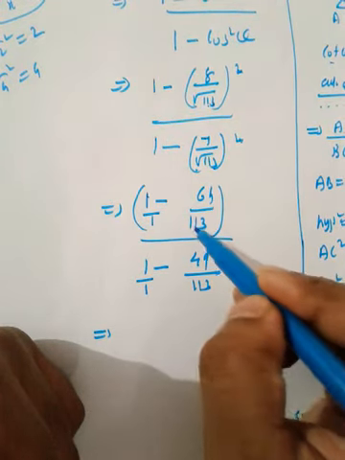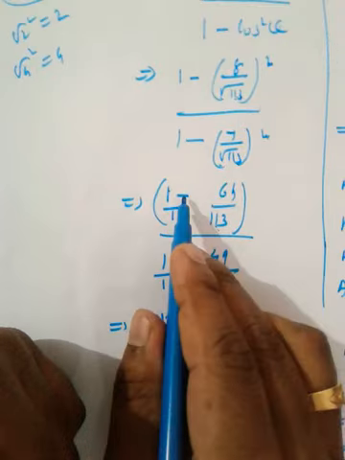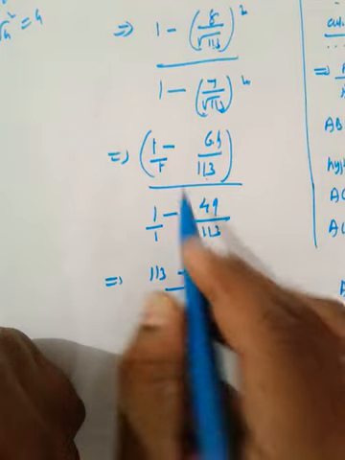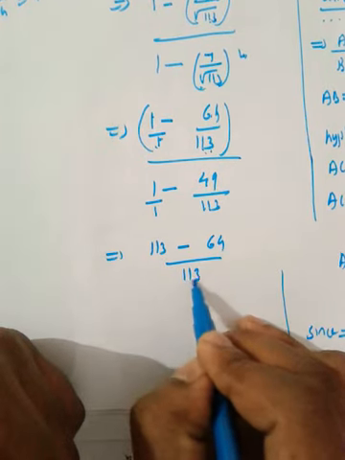Okay, what is 1 into 113? 113. Then this same sign minus 1 into 64, 64 divided by 1 into 113, 113. That is what is cross multiplication.